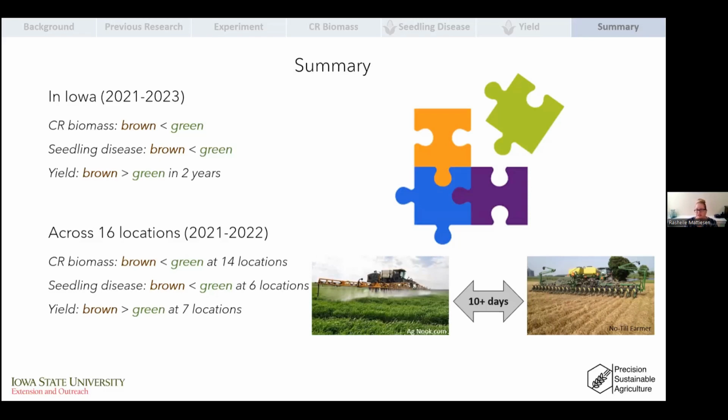However, across the 16 locations, we're still getting there to see if this impacts, and maybe it doesn't. We have a lot of factors going on across the U.S., different soil types, different weather conditions, and so that puzzle piece might not be moving any closer for those states. Whereas for Iowa, it looks like there is an impact on seedling disease and yield, especially if you're going to plant brown versus green.